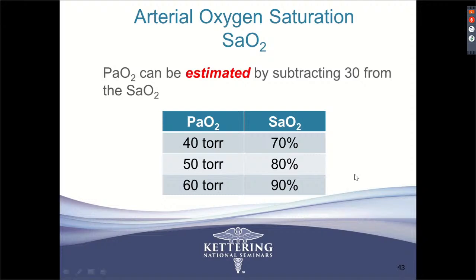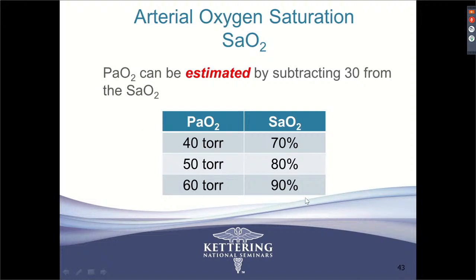That brings us to number 9, middle of page 14. Arterial oxygen saturation. What we're doing here is we're trying to estimate what the PaO2 is with a particular saturation. Okay, and it can be estimated by subtracting 30 from the SaO2. And so basically what you see here is how that will work.